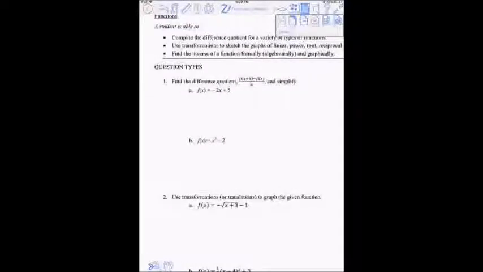This comes from section 2.1. Now the way I like to do this is to break this problem down into pieces. We have f of x plus h and an f of x. So obviously we know f of x is negative 2x plus 5.